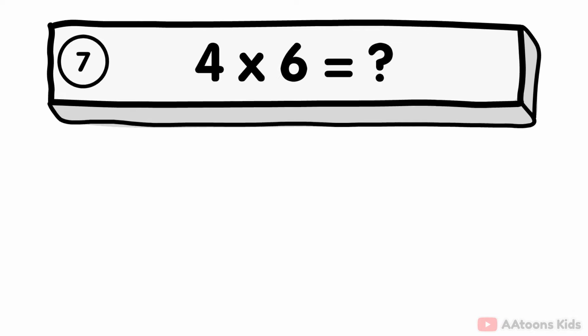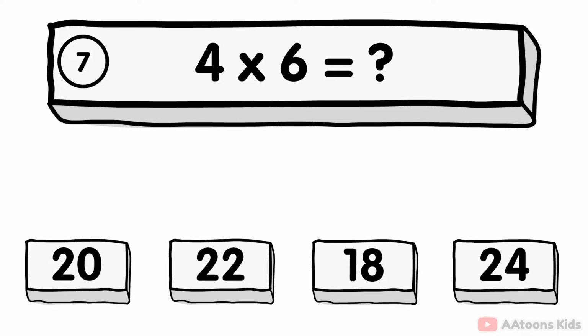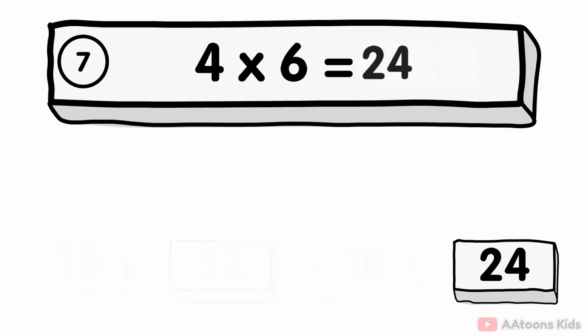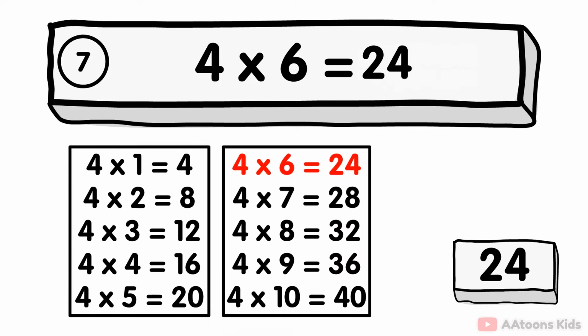4 multiplied by 6 is equal to 24. 4 multiplied by 6 is 24.